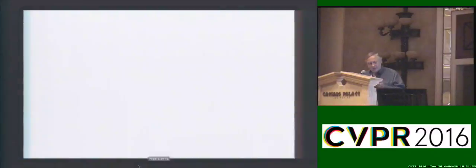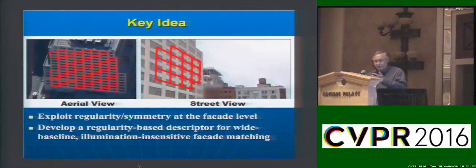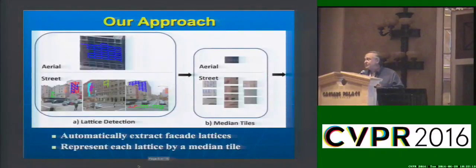So the key idea developed in this work is to use pattern repetition as a strength rather than as a weakness. We leverage the regularity in the form of a translational lattice to form a representation suitable for wide baseline illumination insensitive matching. We first extract lattices from each aerial facade and from all of the street view images.